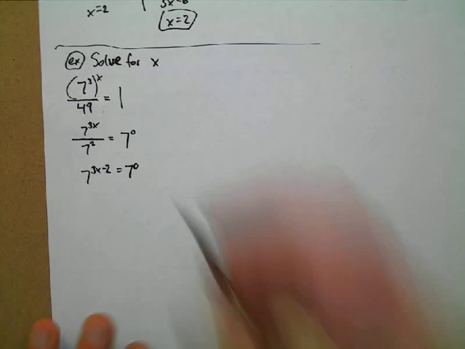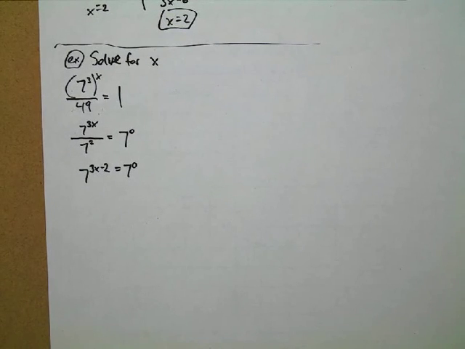Okay. And so if we've got 7 to the 3x minus 2 equals 7 to the 0, same bases, both the values are equal, so what must be true about their exponents then? They must be equal as well, that's right. So 3x minus 2 must also equal 0, and so we can solve them there.